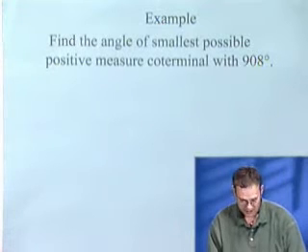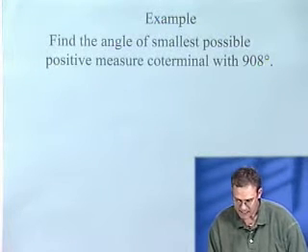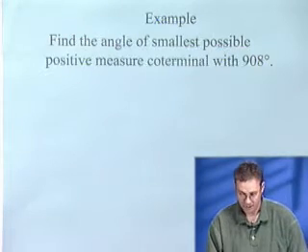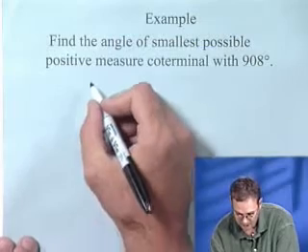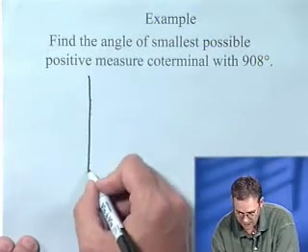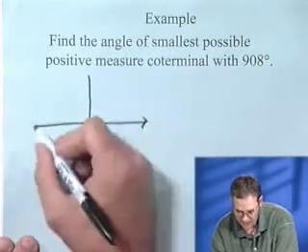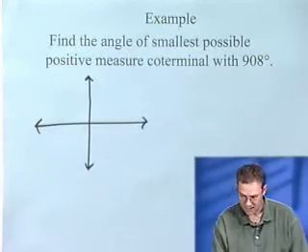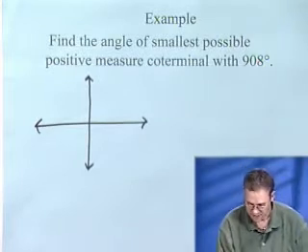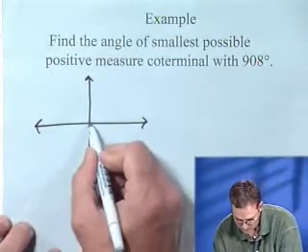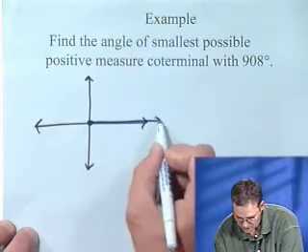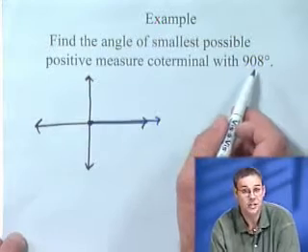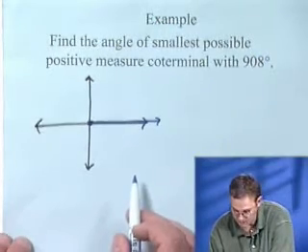All right, let's do a typical example that you might see. Okay, it says find the angle of smallest possible positive measure coterminal with 908 degrees. And all that means is, let's find an angle that has the exact same initial side and the exact same terminal side as the angle 908 degrees. So let's try to sketch 908 degrees. So here's my initial side, and I have to do a counterclockwise rotation 908 degrees.